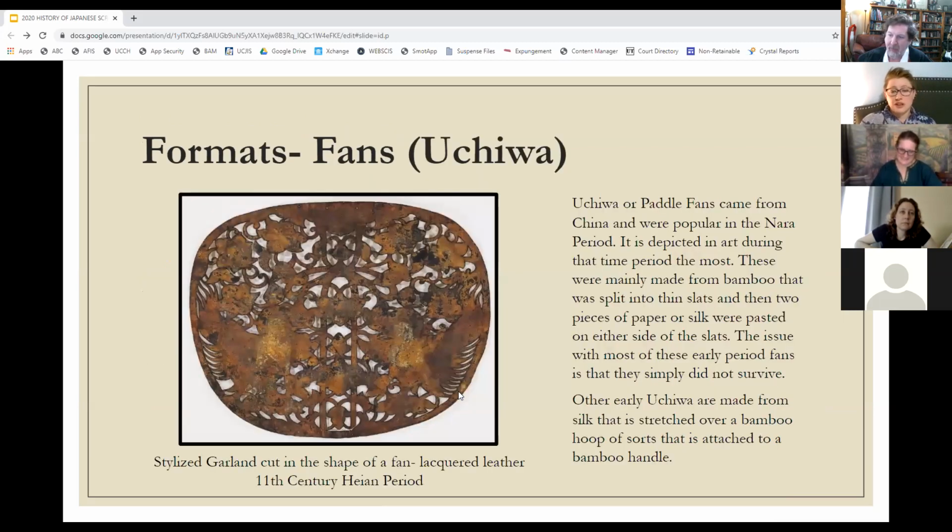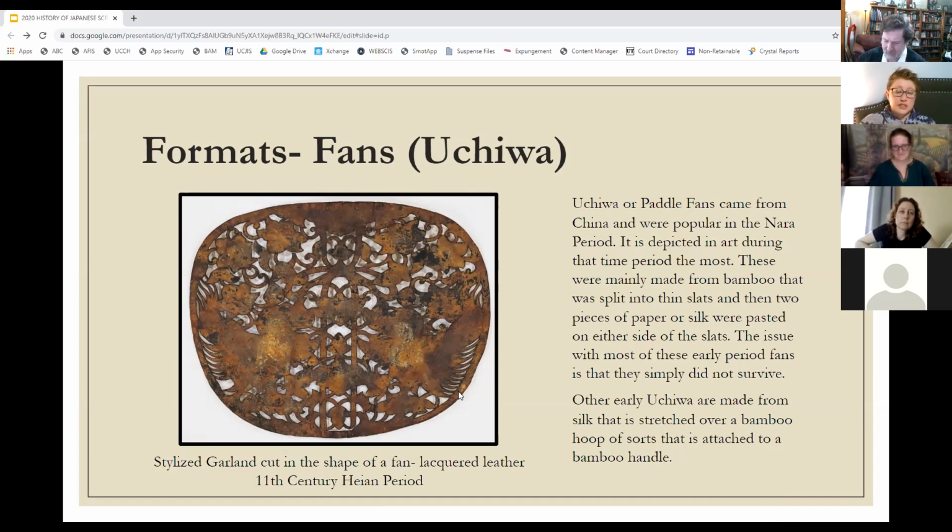Now the uchiwa, or paddle fans, came from China and were popular in the Nara period. It's depicted in art during that time period the most. These were mainly made from bamboo that was split into thin slats, and then 2 pieces of paper or silk were pasted on either side of the slats. The issue with most of these early period fans is that they simply did not survive. The other early uchiwa are made from silk that is stretched over a bamboo hoop of sorts that's attached to a bamboo frame, or bamboo handle.